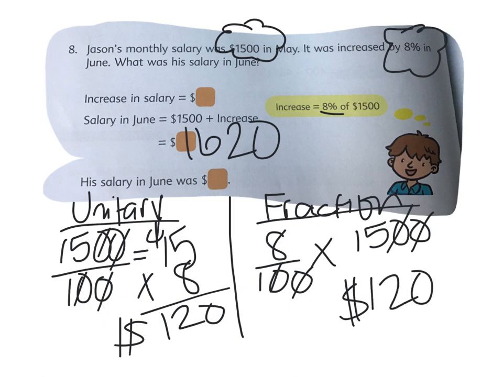So hopefully you can see the two different ways, the unitary way and the fraction way. The unitary way, we're going to find the unit of 1, and the fraction way, we're going to find the fraction of the percent.